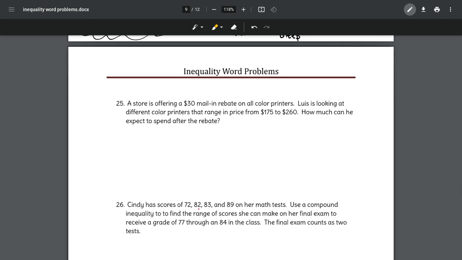All right, let's take a look at 25. It says a store is offering a $30 mail-in rebate on all color printers. So they'll give you $30 back after you mail it in. Originally you'll spend the money, and then you mail that rebate in and they'll send you $30 back. It says Louise is looking at different color printers that range in price from $175 to $260. I already know it has from and to. From 175 to 260.